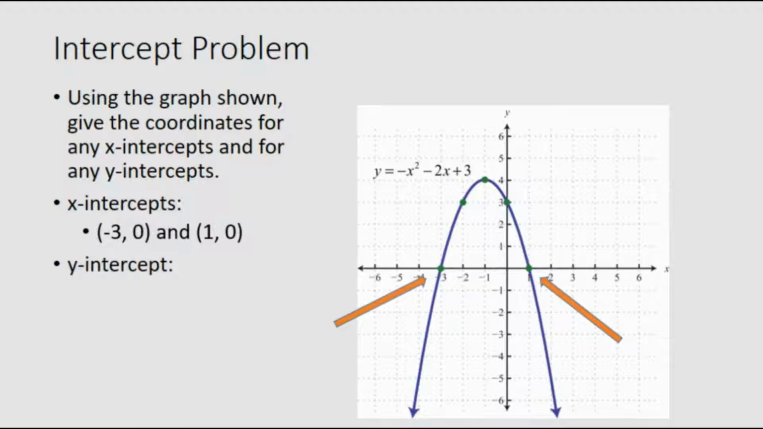And for the y-intercept, which is located here, the coordinate is going to be (0, 3). And again, that x-coordinate is 0, which is always the case with a y-intercept.